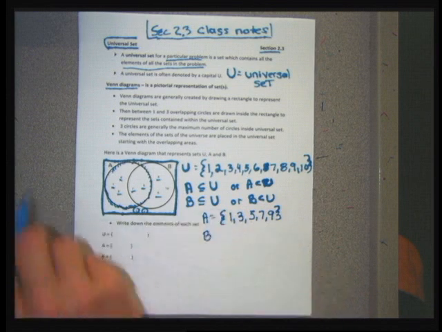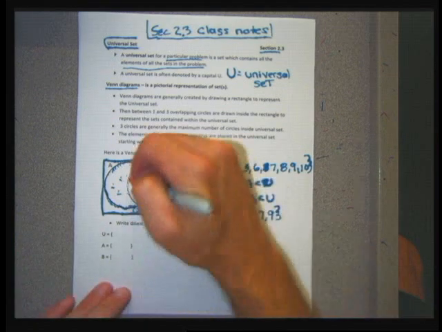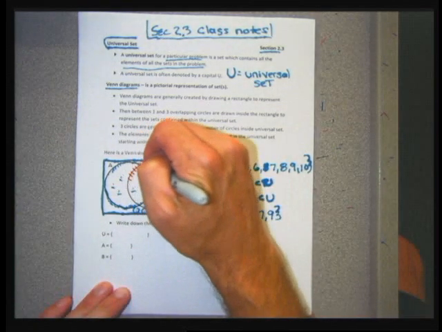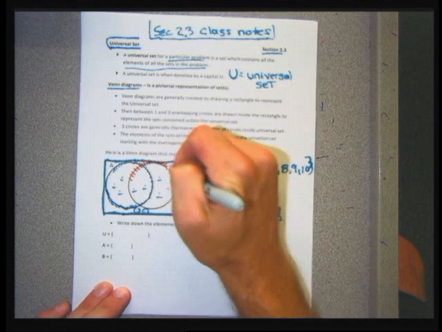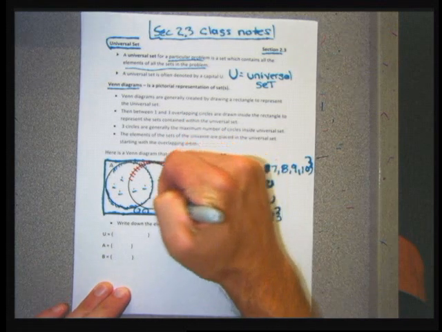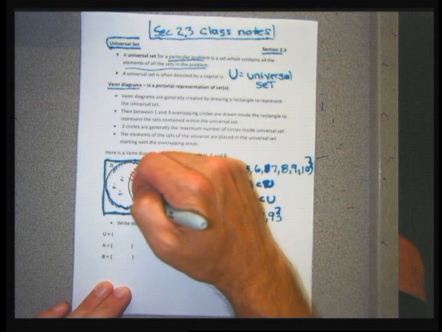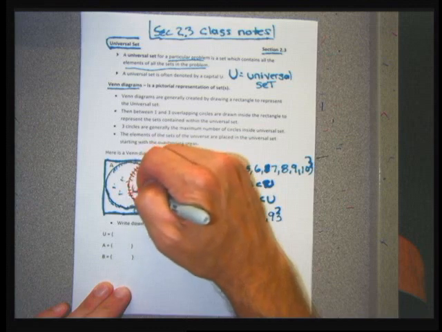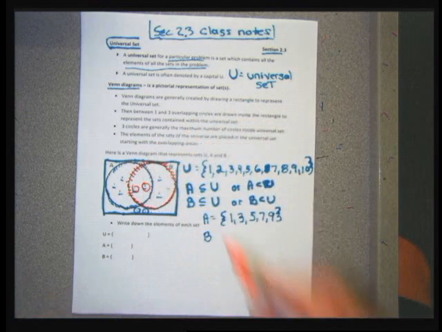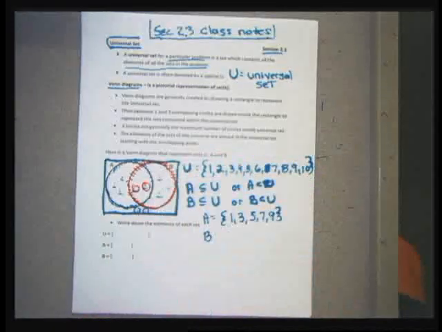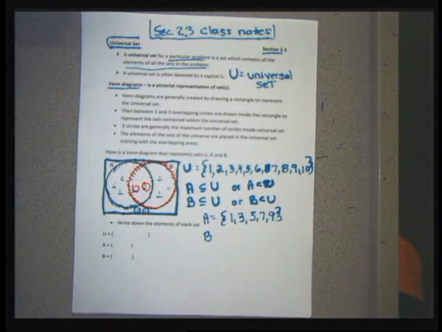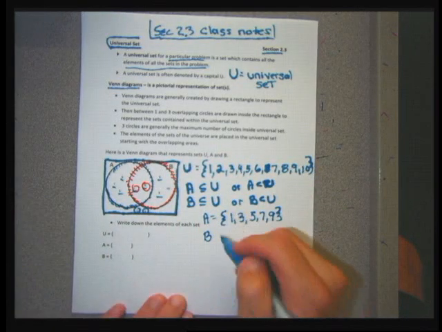If I want to write down all the elements that make up B, anything in the circle next to the letter B are elements of B. And you'll notice that there's 2 elements, 7 and 9, that live in both circles. The A circle and the B circle both contain the numbers 7 and 9. So 7 and 9 are both elements of A and B.